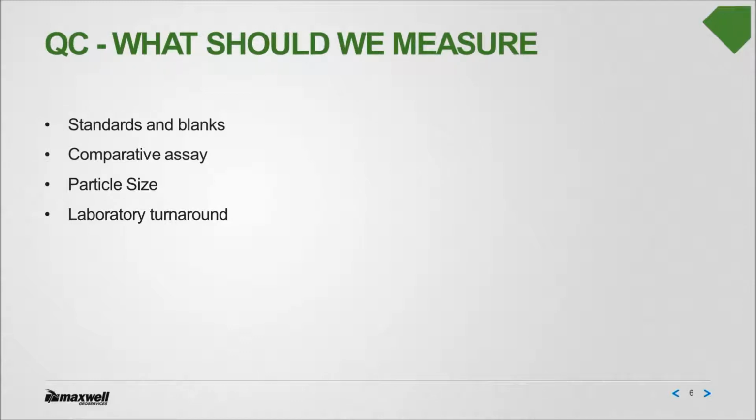To do QC, what should we measure? And how do we find out what is causing our problems in our assay results? In order to find out, we need to send standards and blanks, as well as comparative assays. We need to find out the particle size, and also the lab turnaround, that is the date that we send it and when they received it, and the job date as well.